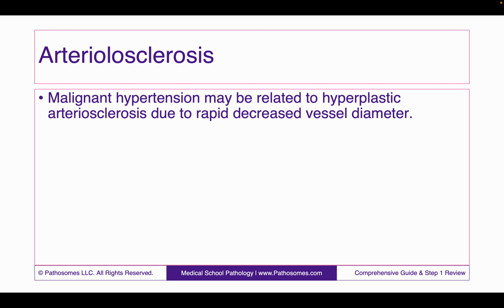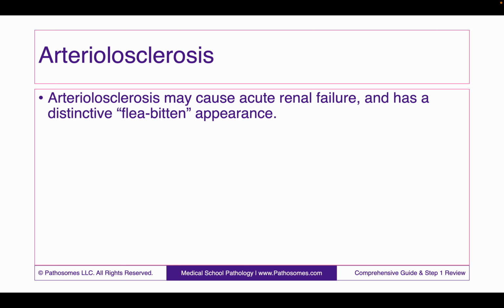Malignant hypertension, remember that medical emergency? Malignant hypertension may be related to hyperplastic arteriolosclerosis due to rapid decreased vessel diameter. Arteriolosclerosis may result in acute renal failure and has a distinctive flea-bitten appearance.